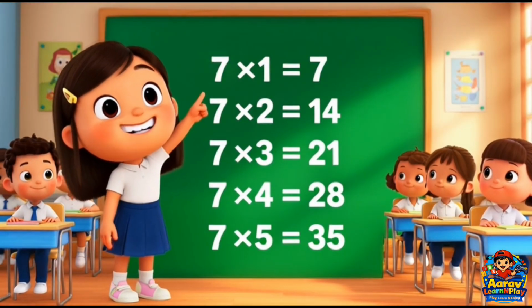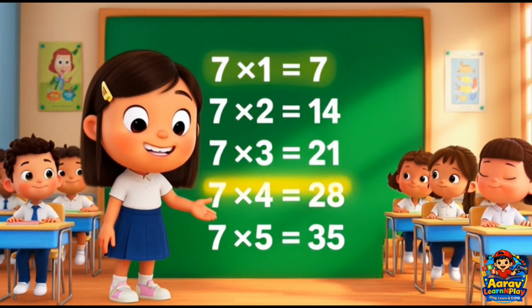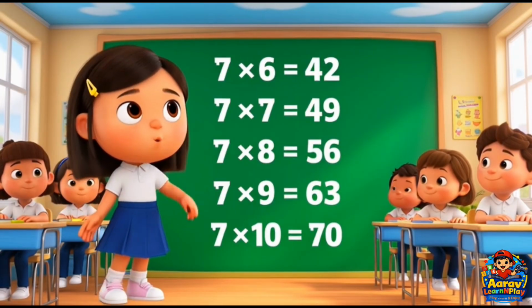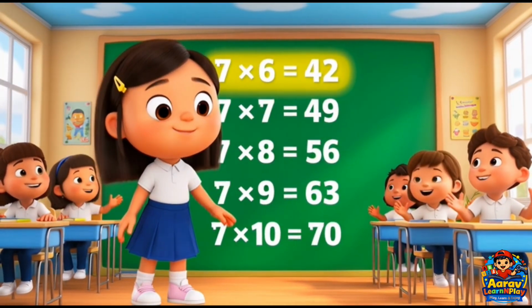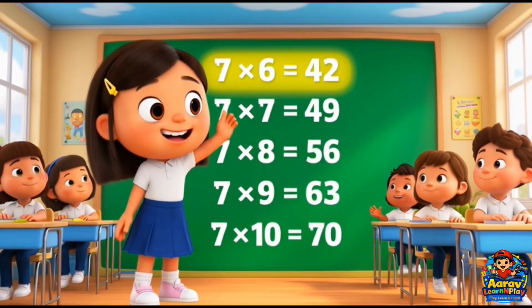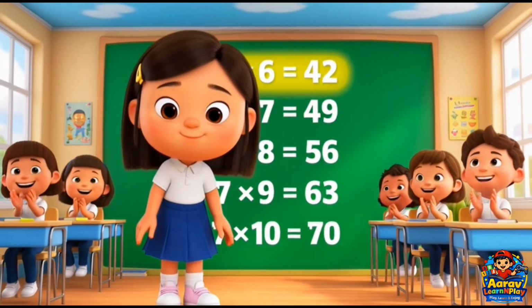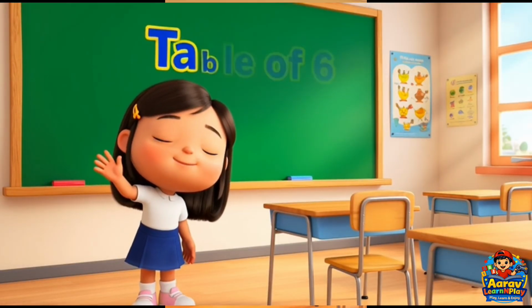7 1 just 7. 7 2 just 14. 7 3 just 21. 7 4 just 28. 7 5 just 35. 7 6 just 42. 7 7 just 49. 7 8 just 56. 7 9 just 63. 7 10 just 70. Let's learn the table of 6.